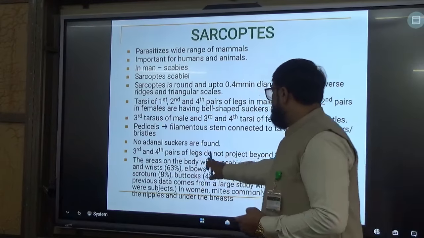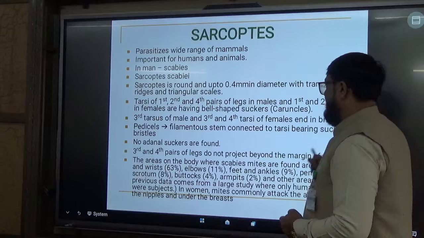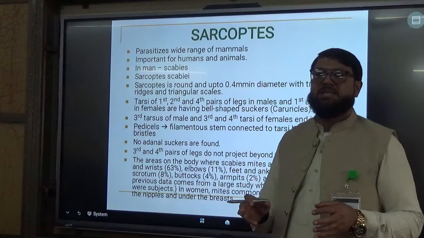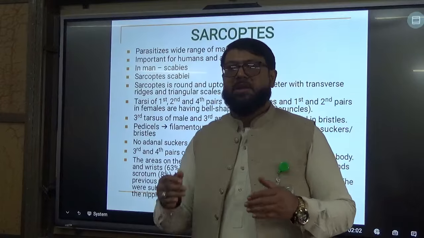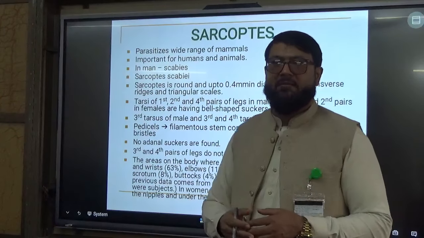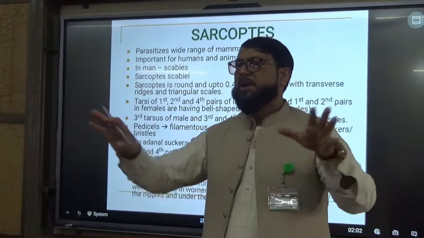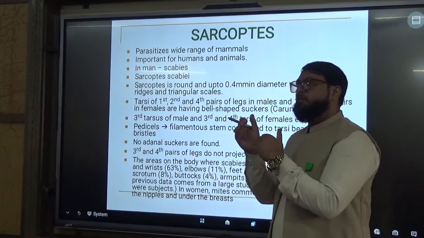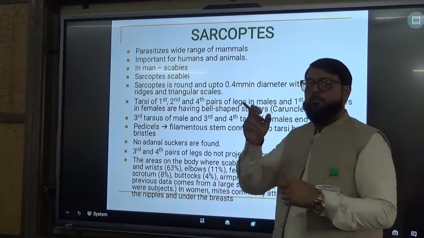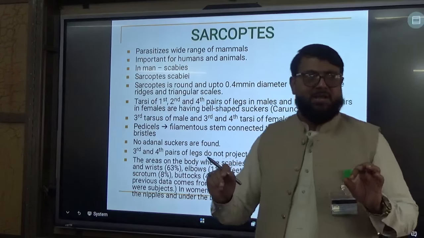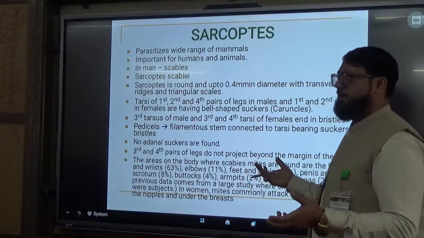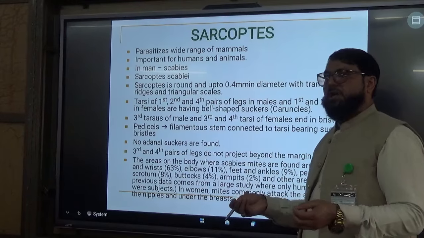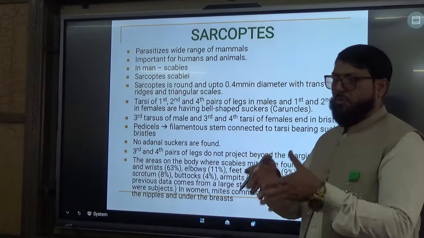The third and fourth pairs of legs do not project beyond the margin of the body. What does it mean? That these pairs of legs are very stunted in length. Stunted means that they are not elongated, as ticks have very long legs projecting wide apart from their main body. But in mites, they are so stunted that they do not even go beyond the circular margin of the body, because they are not swift walkers. They probably do not need them, because they are just so creepy that they just want to enter into the tunnels.